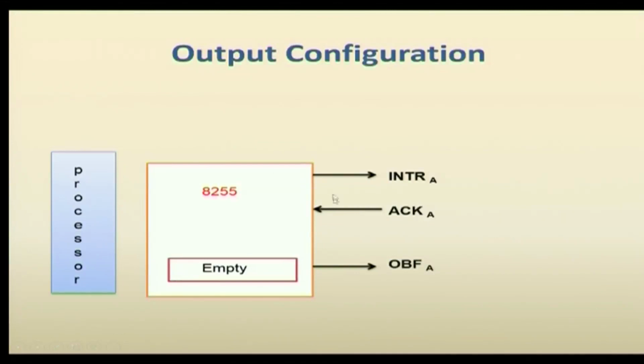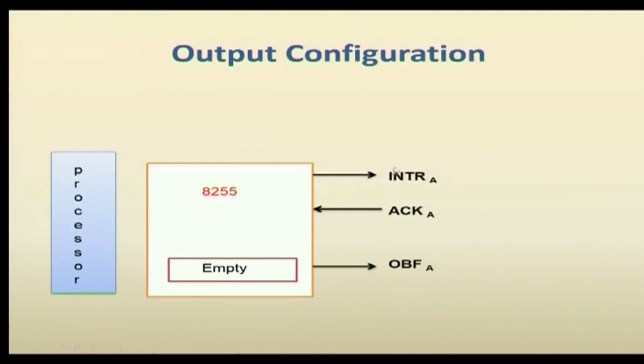So, the 8255 activates the interrupt request signal to the processor. Now, the processor will load the next data or new data. So, processor is connected with the 8255 to the output device. Here output device is available. In this, output buffer full, acknowledgement and INTR, these 3 are the handshake signals for output configuration.